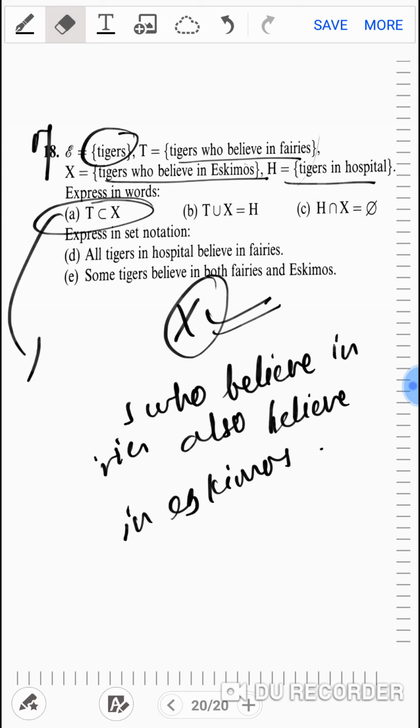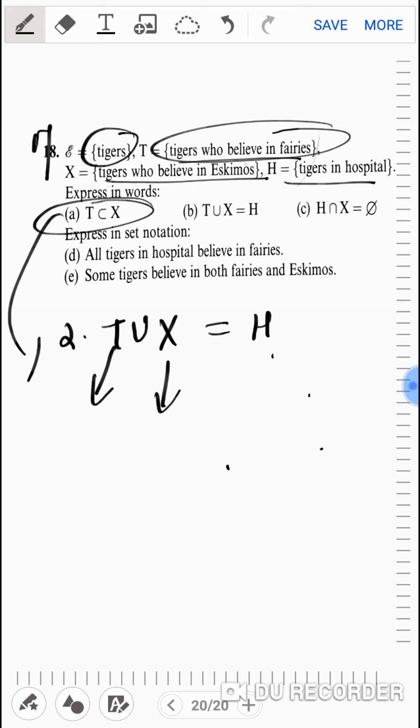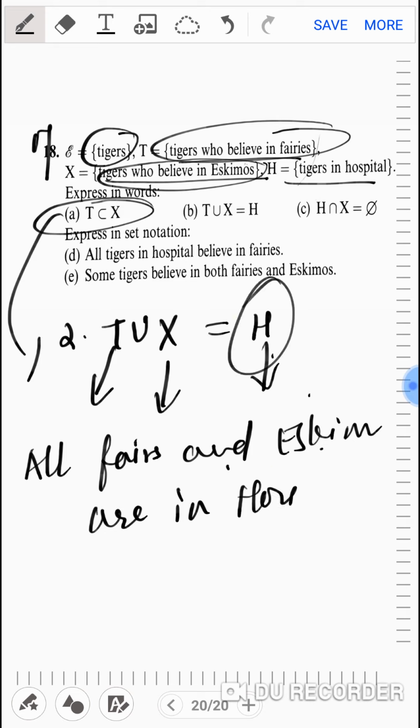Clear? Second, T union X is equal to H. That means all tigers who believe in fairies and all tigers who believe in Eskimos are in hospital. So they belong to hospital. So that is the interpretation. Symbolic interpretation अलग रहता है, words में आप अलग तरीके से लिखते हो, लेकिन meaning same रहता है.